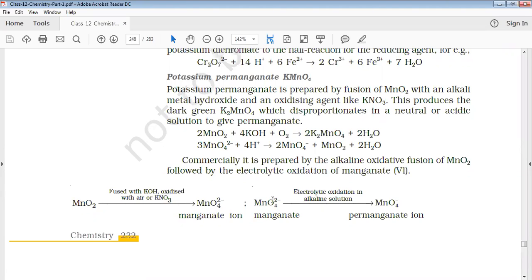electrolytic oxidation. Electrolytic oxidation means in the presence of an electric field with the electrodes, anode and cathode, we are going to oxidize the molecule. In the alkaline condition, since the OH group is more, it is very easy to drag the oxygen molecule. Because of that we are using alkaline solution.